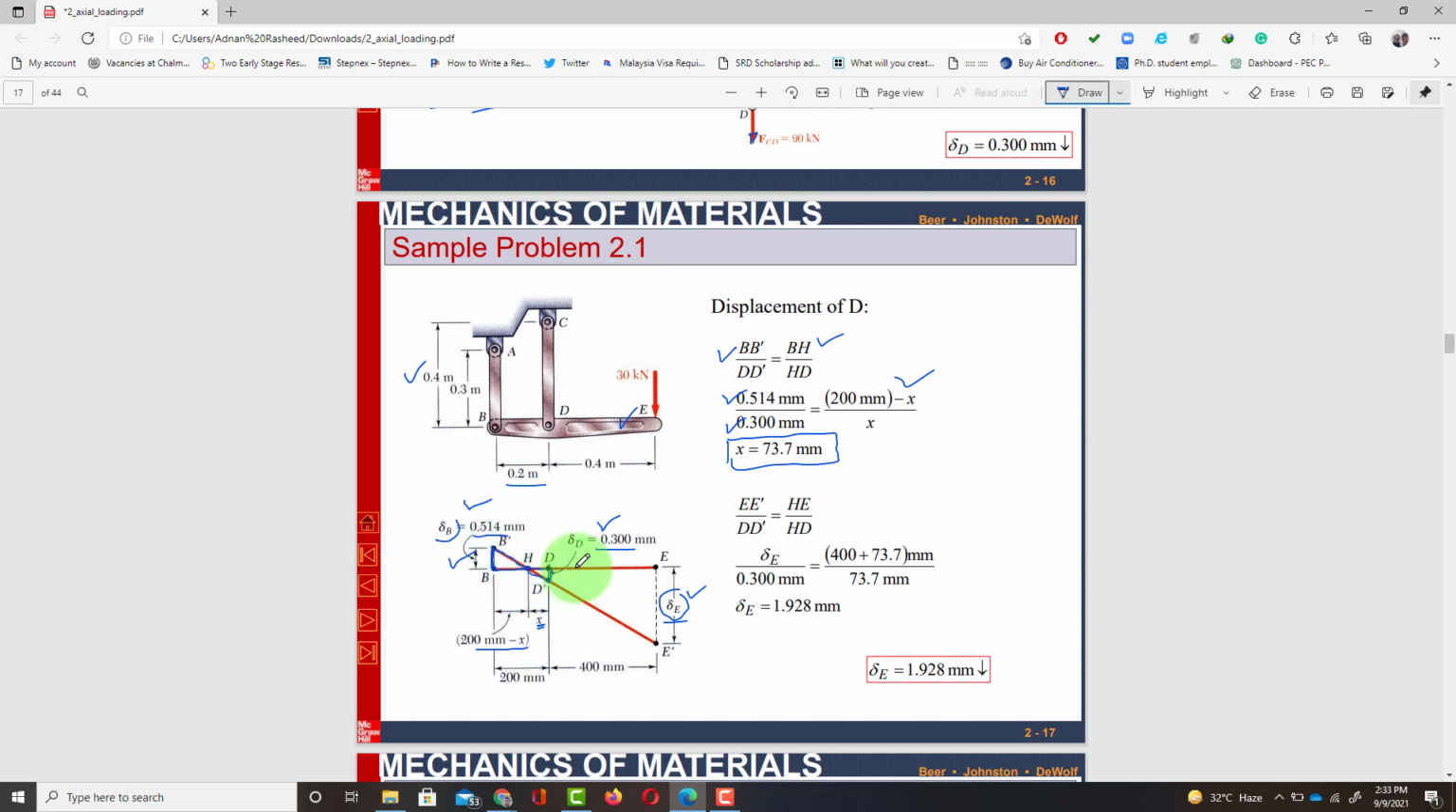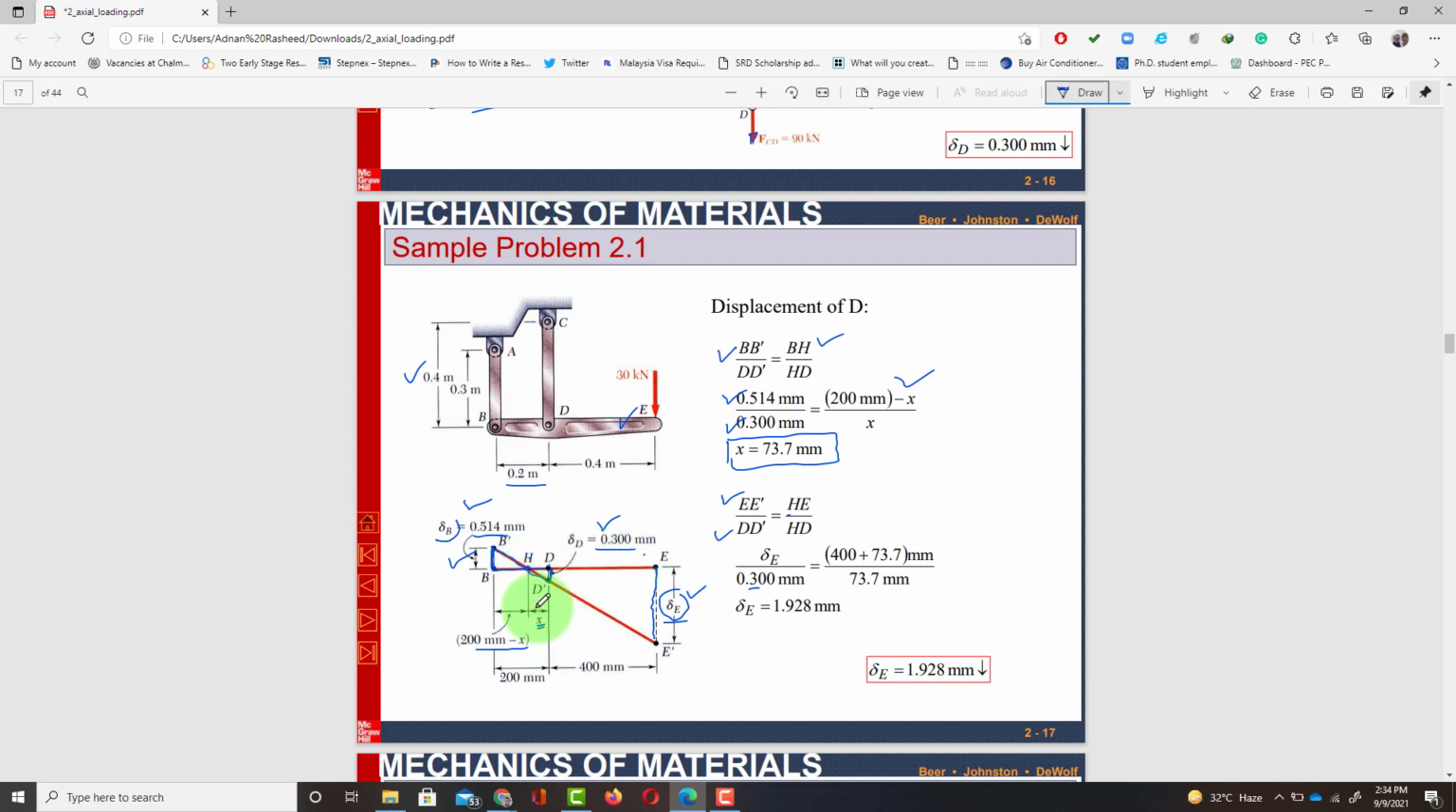Now the same methodology will be applied between these two triangles, H E E dash and H D D dash. So we will take the ratio between their corresponding sides. So E E dash taken with D D dash, E E dash over D D dash is equal to H E over H D. Clear? Now E E dash is generally represented as delta E, and you know that D D dash is 0.3.